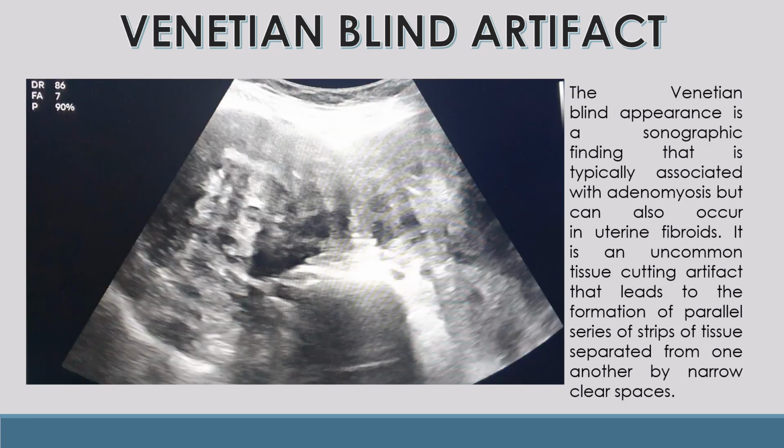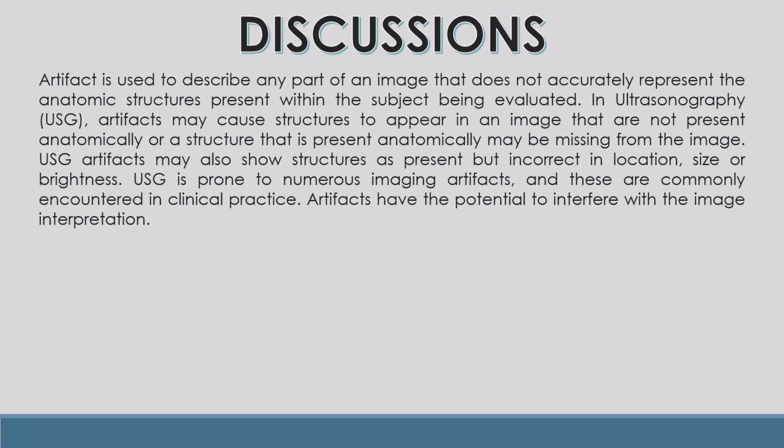Next, we have the Venetian blind artifact. The Venetian blind appearance is a sonographic finding that is typically associated with adenomyosis but can also occur in uterine fibroids. It is an uncommon tissue cutting artifact that leads to the formation of parallel series of strips of tissue separated from one another by narrow clear spaces. In this image, we can see the Venetian blind artifact in a case of adenomyosis of the uterus.